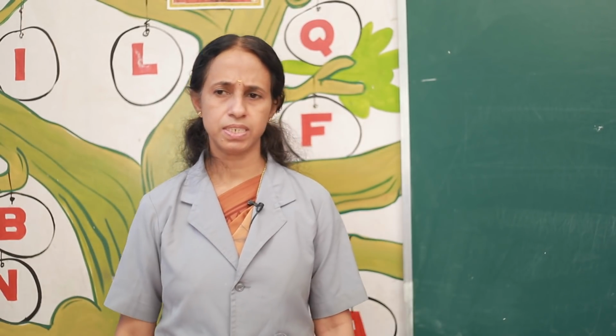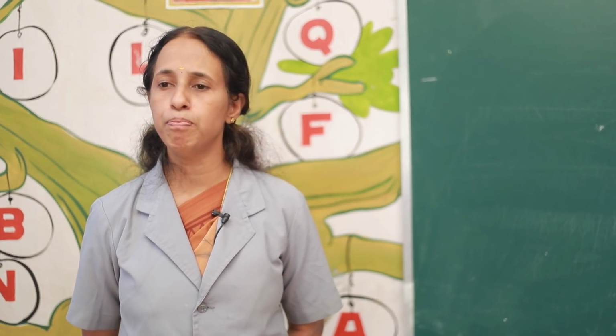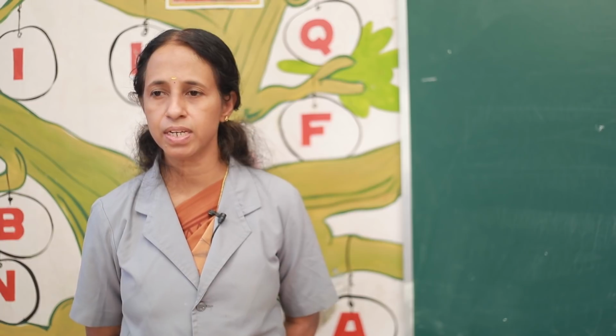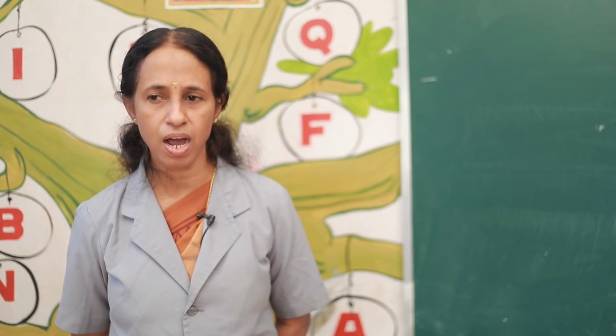We know that area of the triangle is equal to half BH, where B is equal to base and H is equal to height.